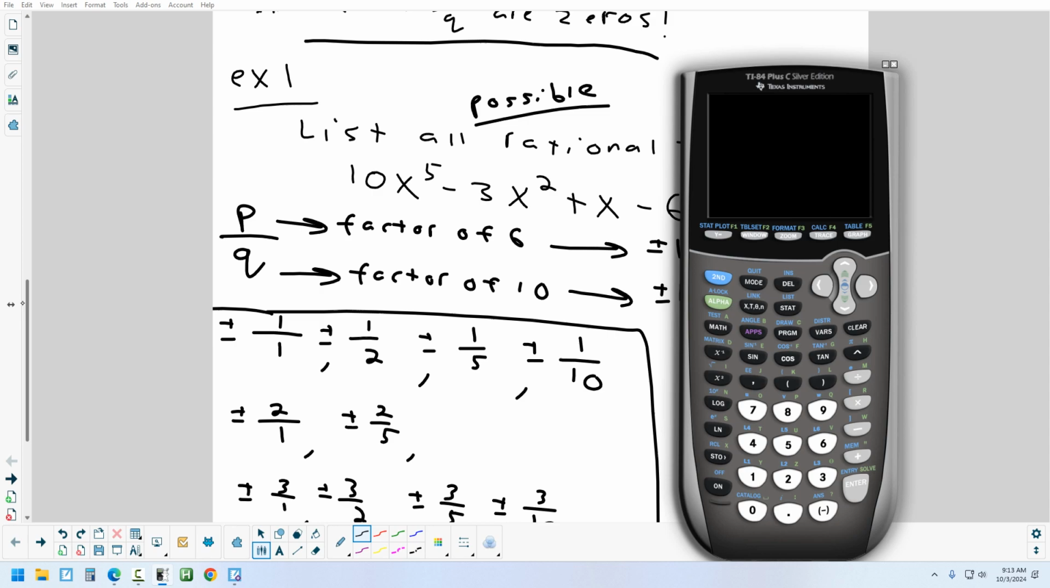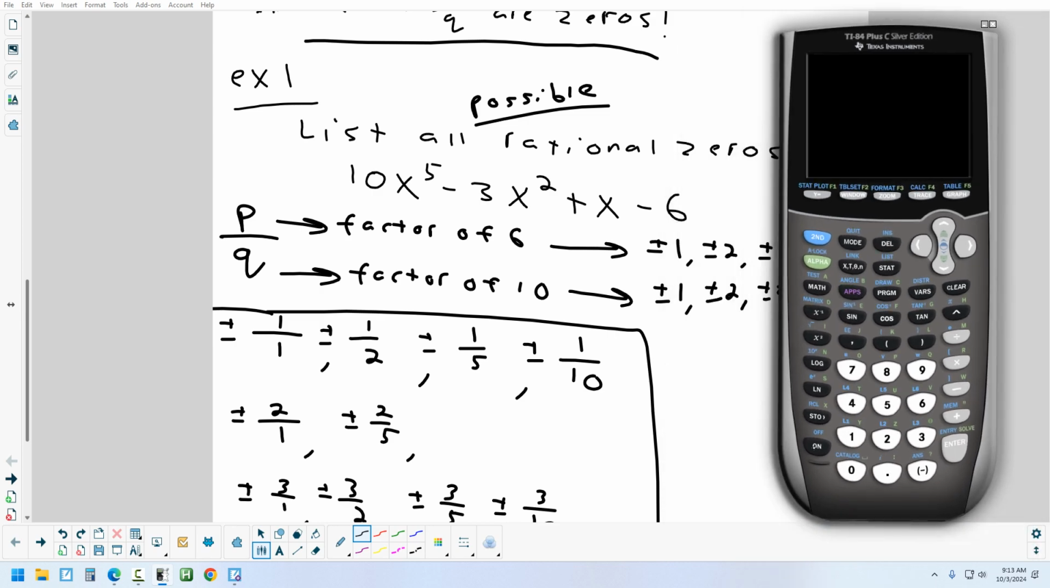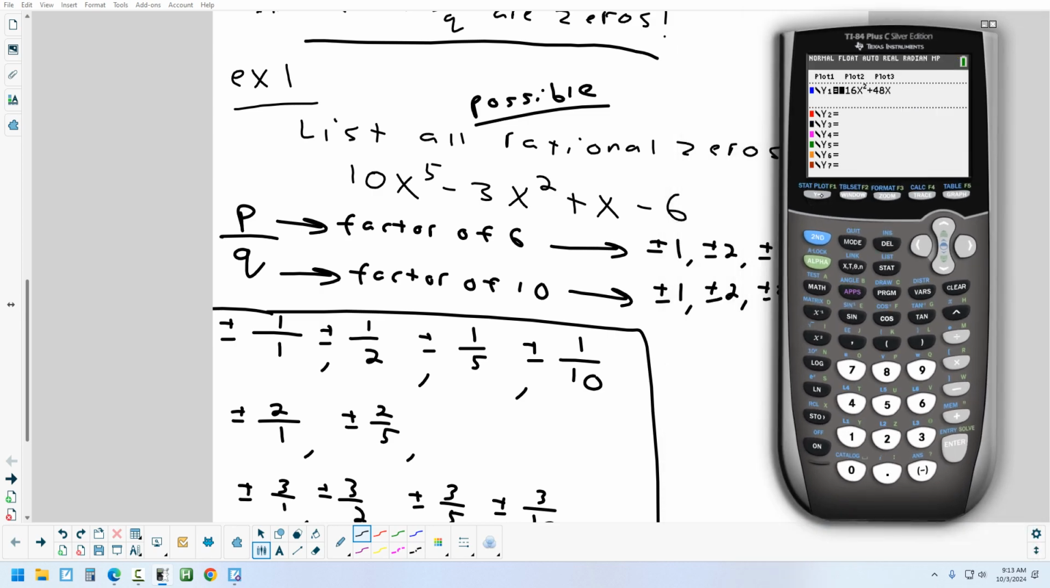Okay, let's graph that. So we've got 10x to the 5th minus 3x squared plus x minus 6. I can do the standard window, negative 10 to 10. That's a little bit more than I need, but it's okay.